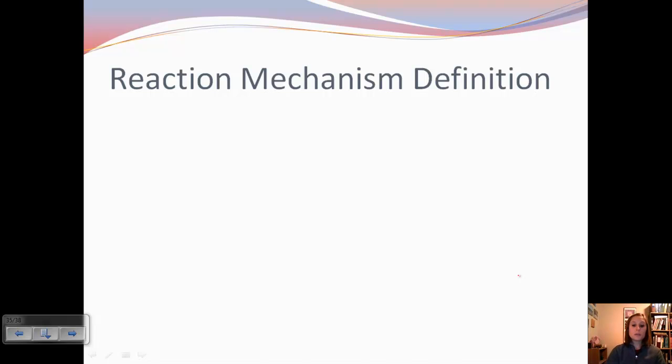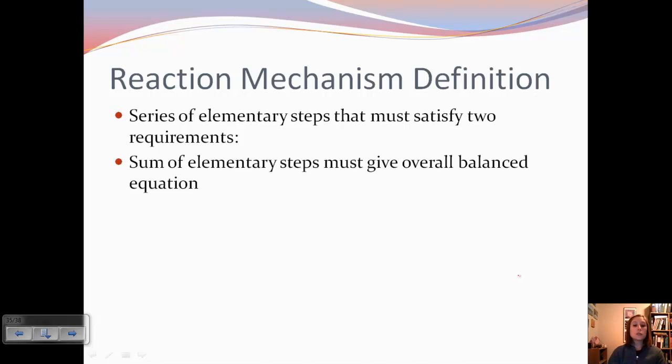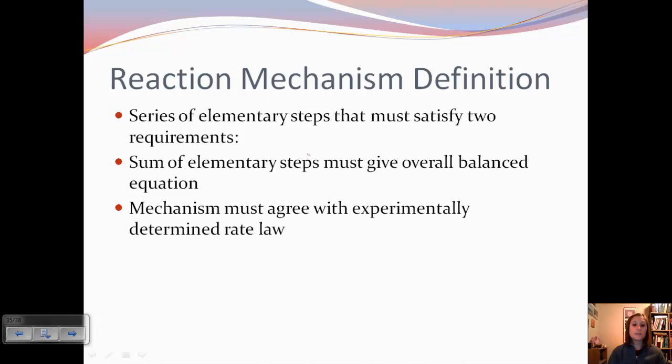Okay, so now that we have talked a little bit more about what reaction mechanism is, let's look at a more specific definition. A reaction mechanism is a series of elementary steps that have to satisfy two rules or two requirements. The first one is that the sum of the elementary steps must give the overall balanced equation. So when we put all those elementary steps together, we've got to get the overall. The second rule is that the mechanism must agree with the experimentally determined rate law. So we said we could determine the rate law based on molecularity. Well, that has to agree with the experimentally determined rate law.